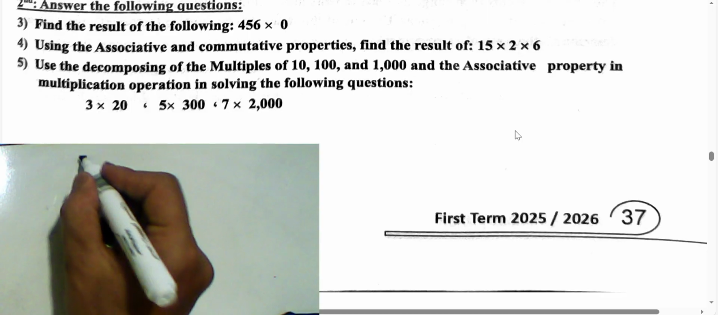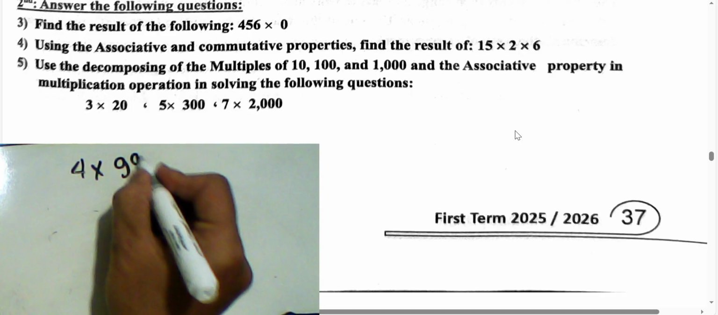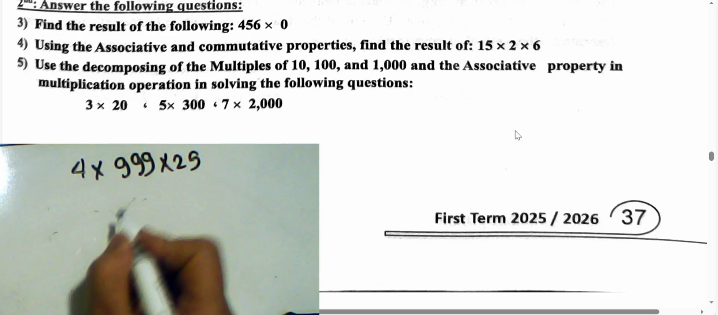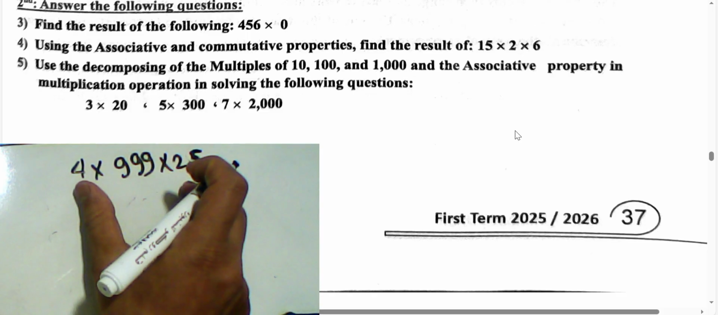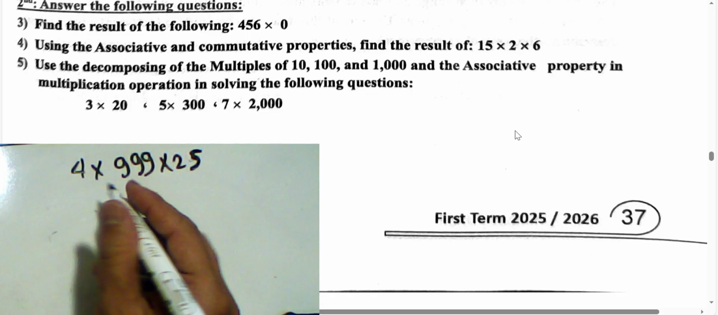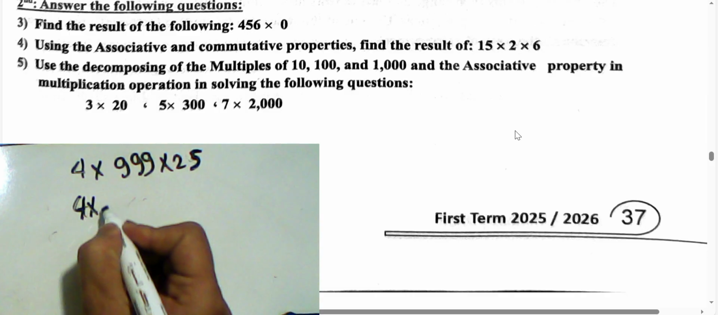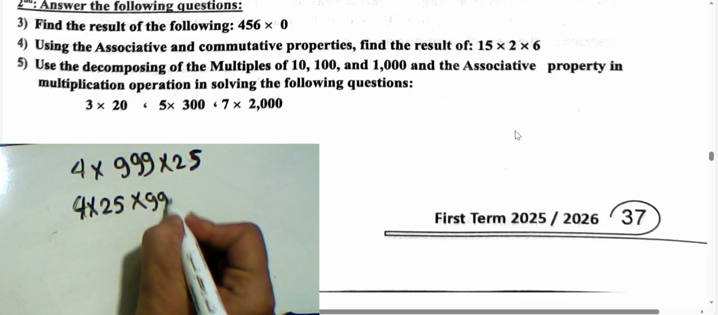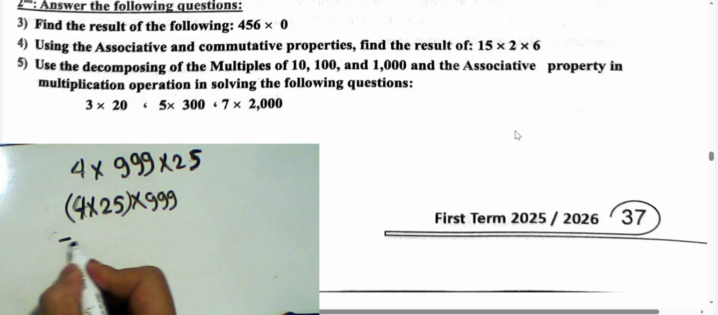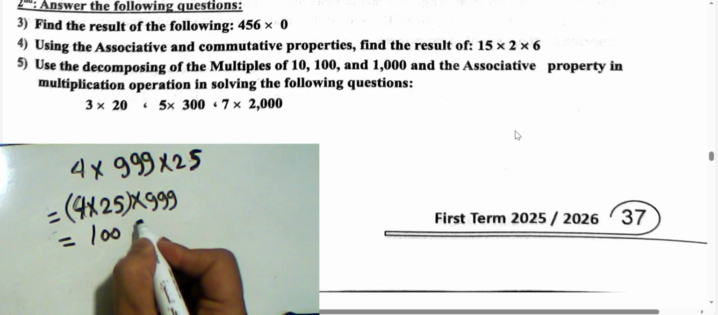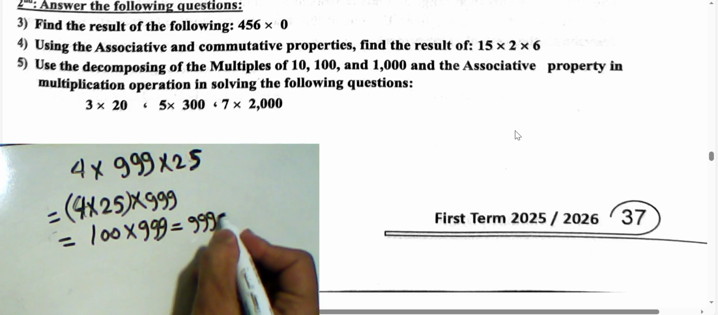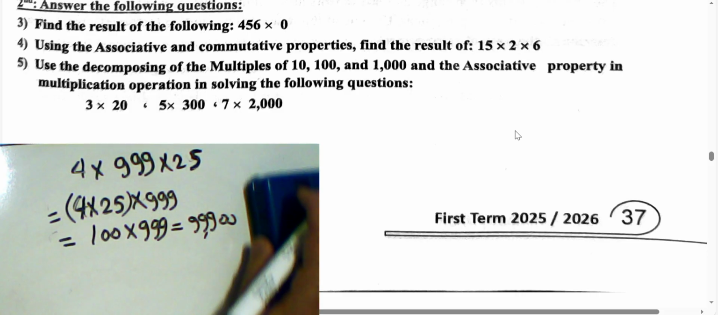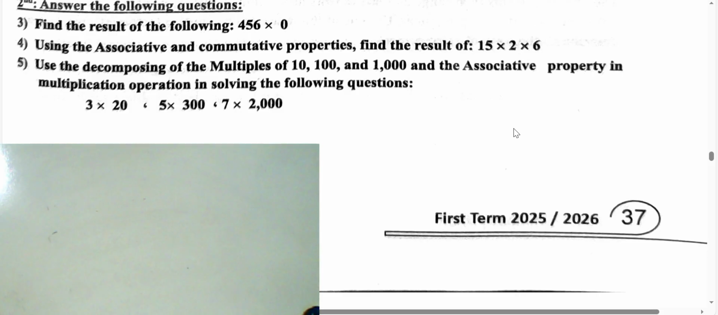And what about this equation? What about 4 times 999 times 25? We must know 4 times 25 is 100. You must know these properties. And then using commutative properties, 4 times 25 times 999, put brackets. 4 times 25 is 100. 100 times 999, and the answer will be 99,900. Okay, you must know these properties.